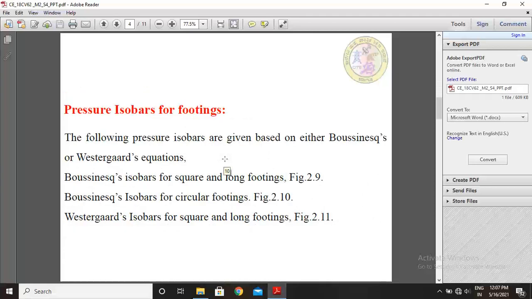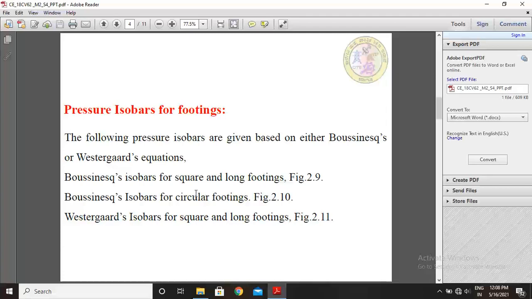Now I want to explain pressure isobars for footings. The following pressure isobars are given based on either Boussinesq or Westergaard equations. That is, the Boussinesq isobars for square and long footings, shown in figure 2.9.